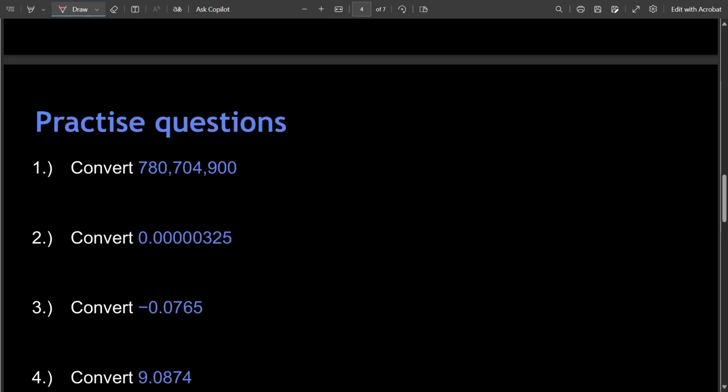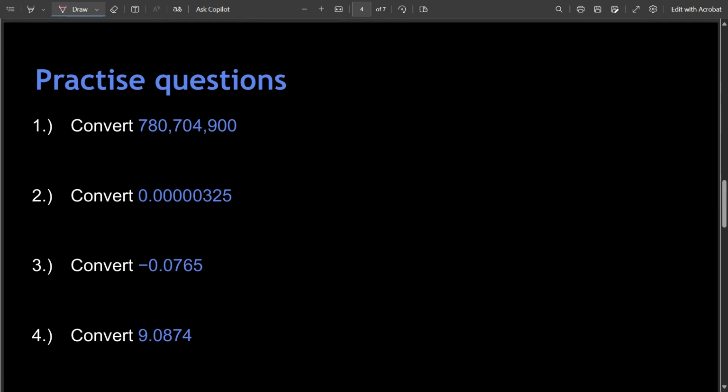Let's have a look at some practice questions. Feel free to pause the video and try these out for yourself. So same thing here. We start off with our decimal point and we just move it. 1, 2, 3, 4, 5, 6, 7, 8. So 8 steps, and we move to the left, meaning the exponent is positive. So 7.807049 times 10 to the power of positive 8.